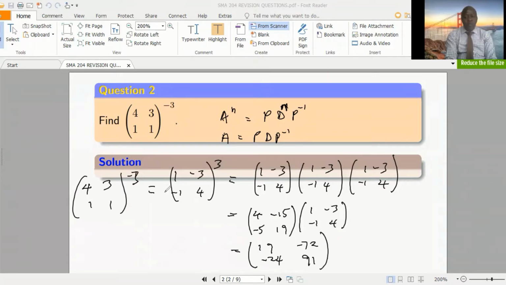And this is how you do this question. And from the start, I showed you that there were 2 ways of doing this question. So I just chose one way, but you could also have chosen the other way.